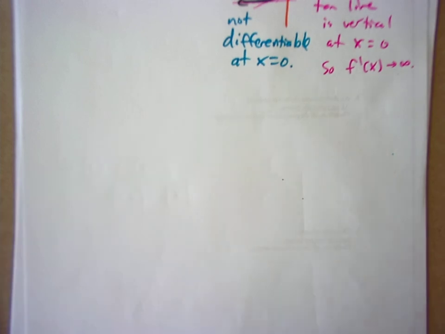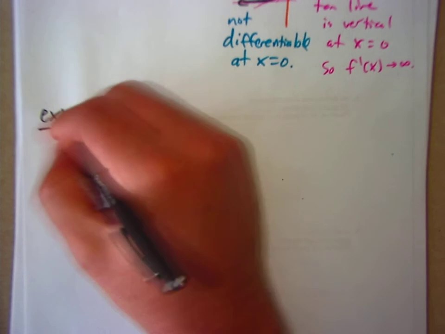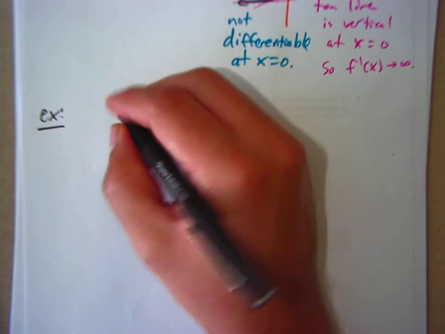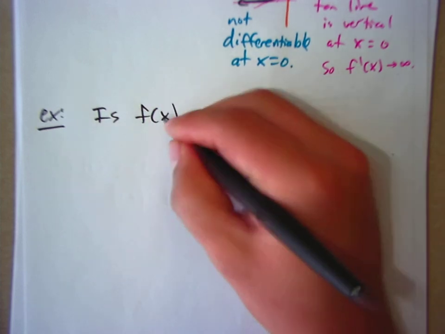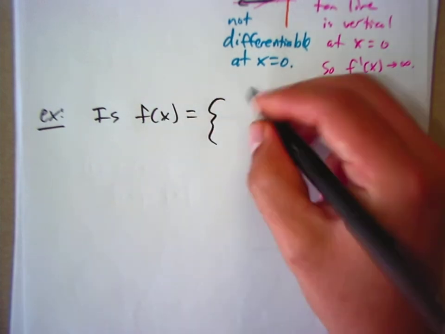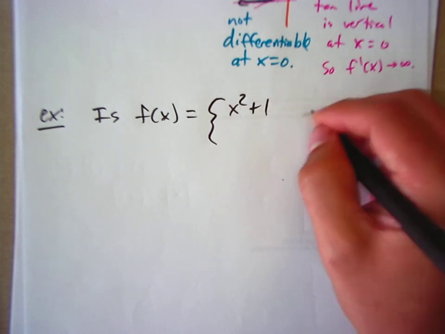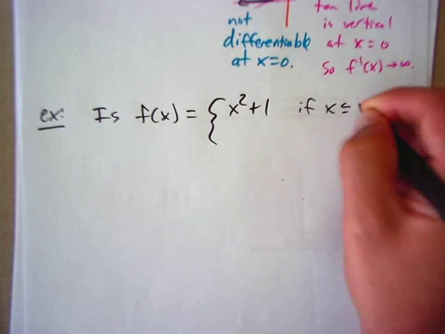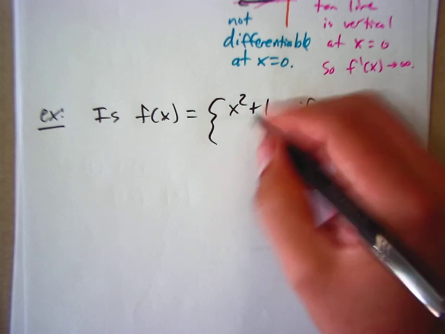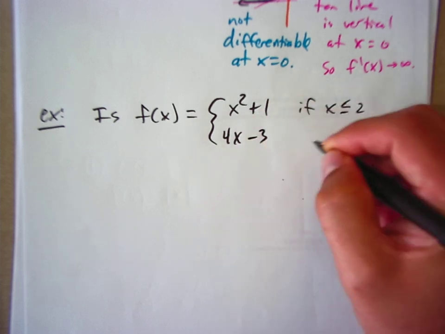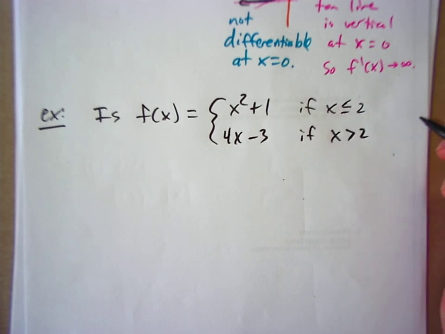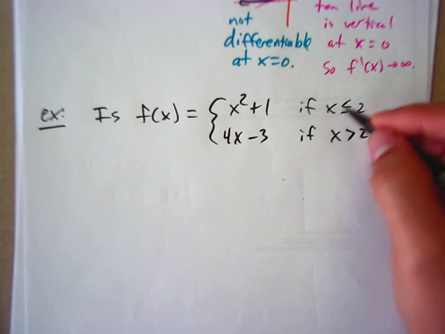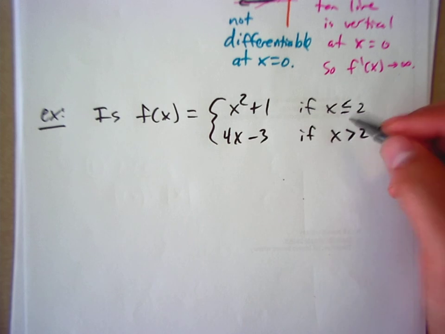So here's the first example. We'll do a couple. First, let's just verify: is f of x equal to the piecewise function x squared plus 1 if x is less than or equal to 2, and let's say 4x minus 3 if x is greater than 2. Let's figure out, are we going to be differentiable at this location, at x equals 2?